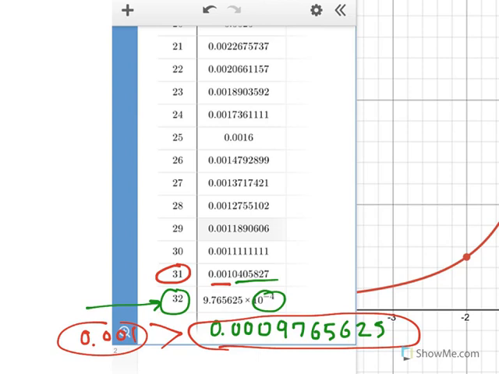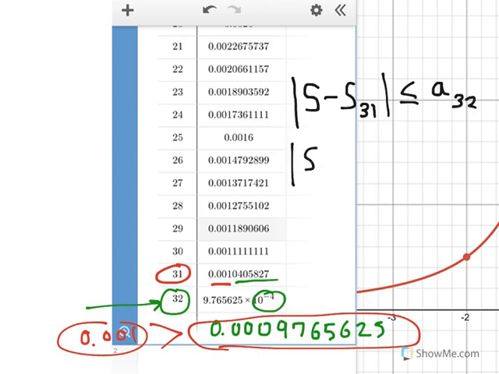So what that means is you need to find the 31st partial sum, because according to the alternating series remainder theorem, the absolute value of the difference between the infinite sum and the 31st partial sum will be less than or equal to the first neglected term, which would be the 32nd term. And from our table, we know that the 32nd term is going to be less than 0.001.